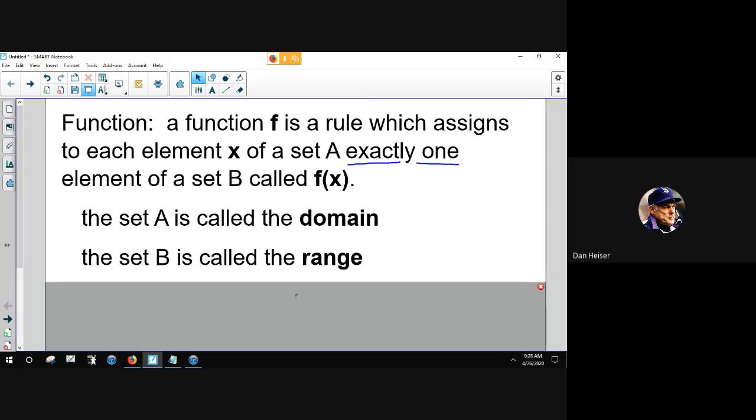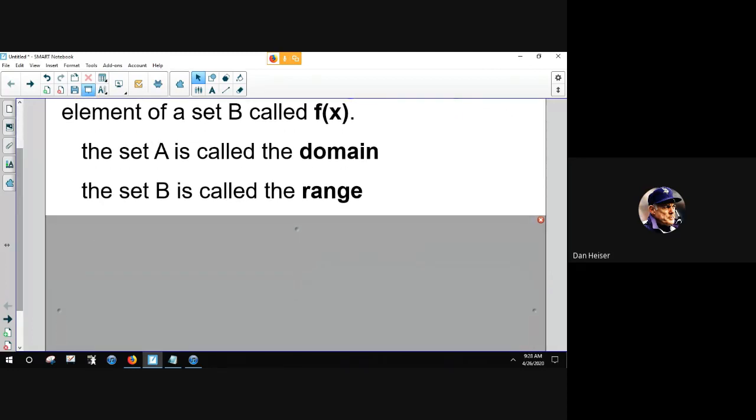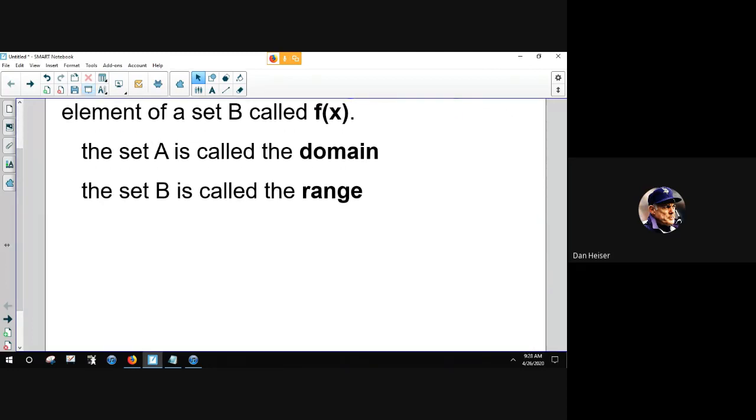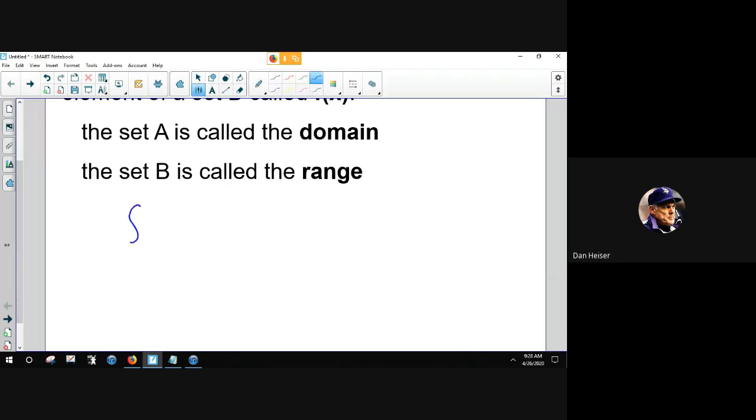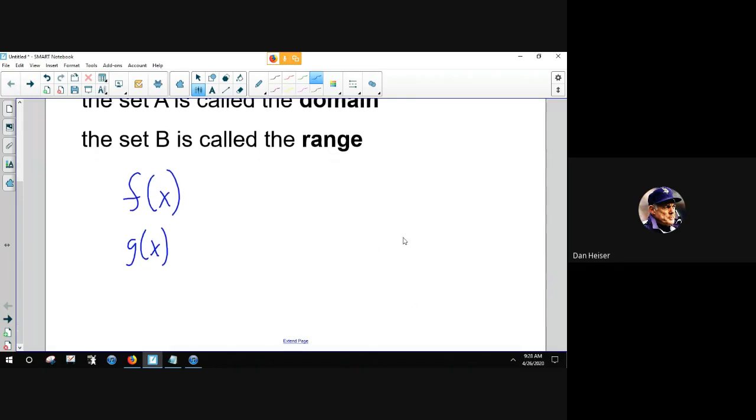So let's take a look at some notation. Here is a function of x. This does not mean f times x. This means function of x. And we don't have to use f every single time. We could use g of x. We could use h of x. We could use any letter we want of x. Or we could even use a different variable. Sometimes you have functions of y.